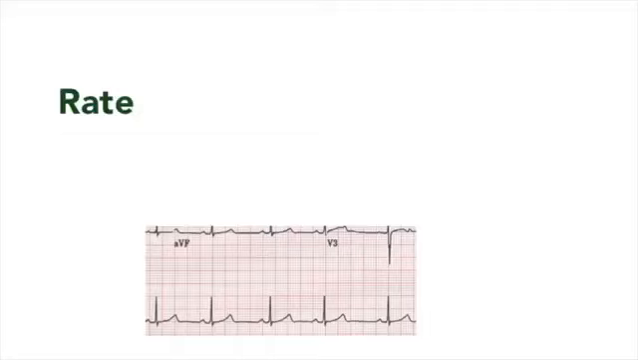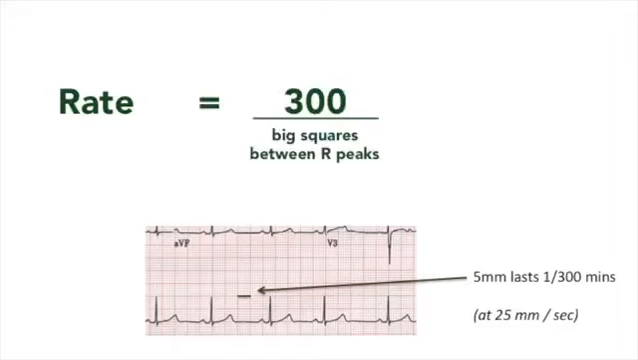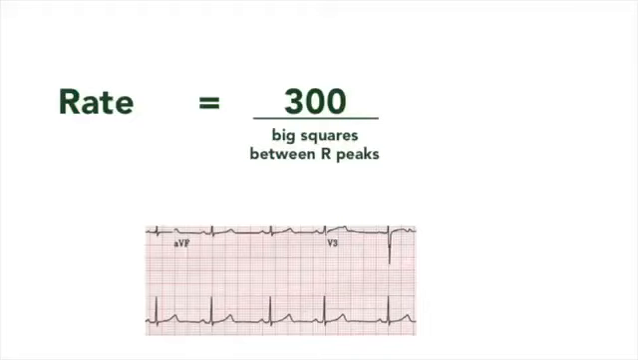Rate. For an ECG printing at 25 millimeters per second, one big square, 5 millimeters, represents 0.2 seconds or 1/300th of a minute. The rate can be calculated by dividing 300 by the number of big squares between each R peak.